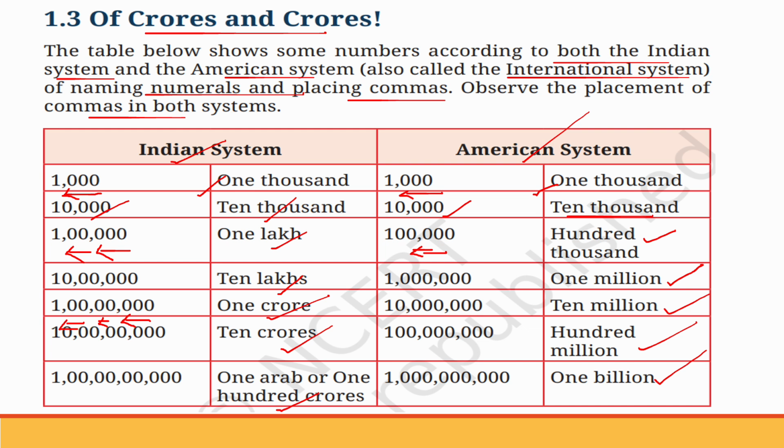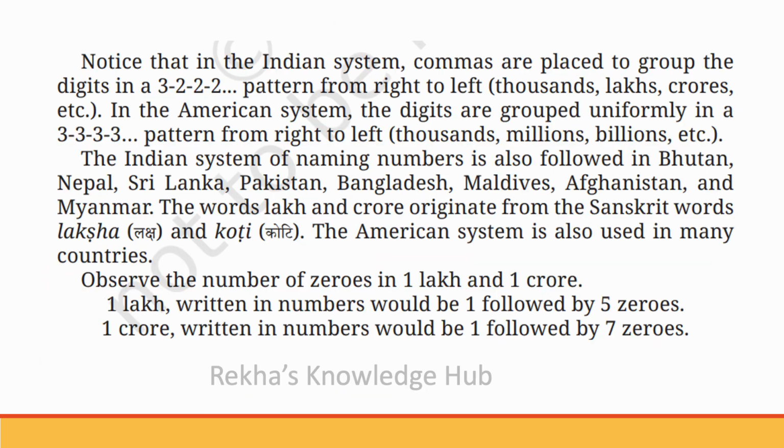So the American or international system always groups numbers into three digits and uses thousands, millions and billions. Next, we will see the differences between the Indian and American or international ways of writing and naming large numbers, focusing on how commas are used and what the numbers are called. Notice that in the Indian system, commas are placed to group the digits in a 3, 2, 2, 2 pattern from right to left. See, thousands, lakhs, crores, etc.